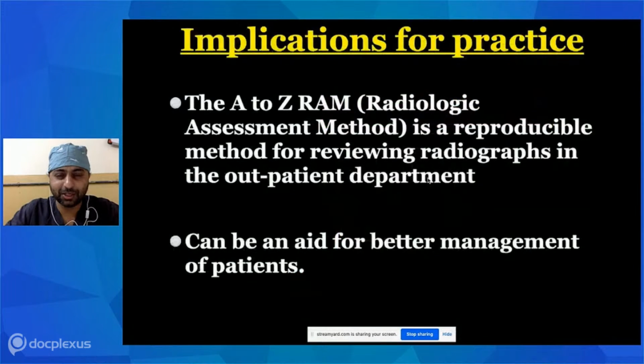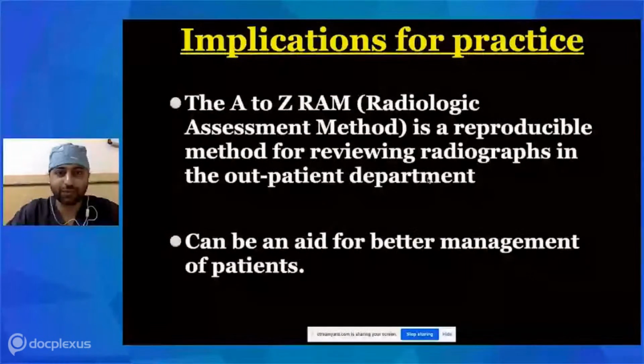So what are the implications for practice according to this method? A to Z RAM is a radiograph assessment method which is reproducible. If multiple doctors are using it, we think it's reproducible, and we have done inter-observer variability for this study, and 4 doctors were involved, 2 orthopedic oncosurgeons and 2 oncosurgeons. It's a very reproducible method and it is easily used, and can be used in the outpatient department. It can aid better management.